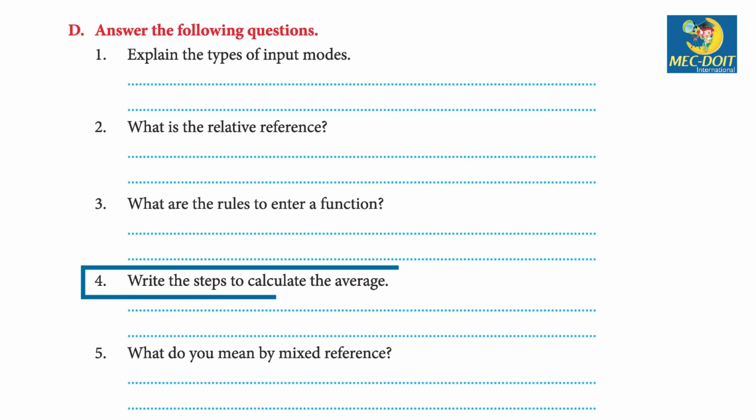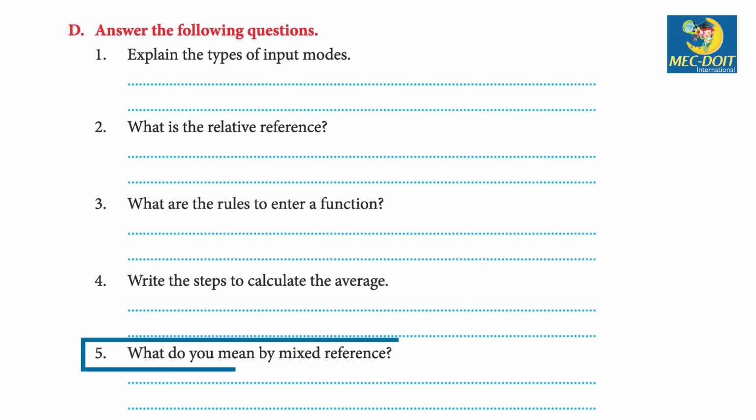4. Write the steps to calculate the average. Answer: follow the given steps to calculate the average. Steps. 1. Click on the cell where you want to place the average of the values. Let us say C11, sheet 1. 2. Select the insert function button on the formulas tab to open the insert function dialog box. 3. Select average from the list box and click on the OK button.